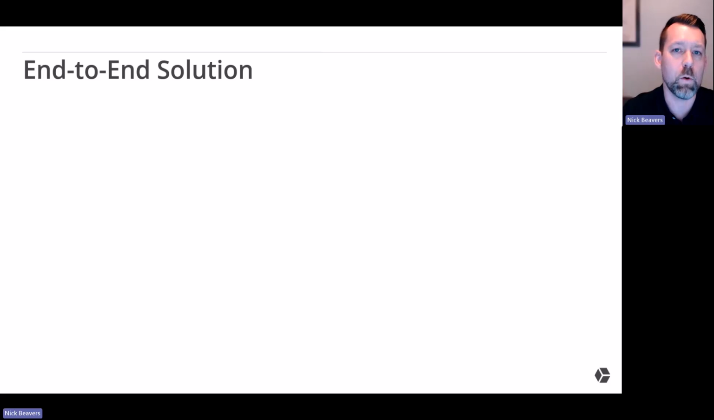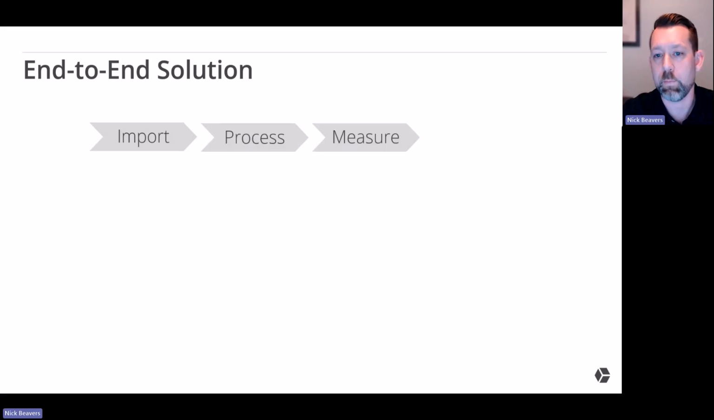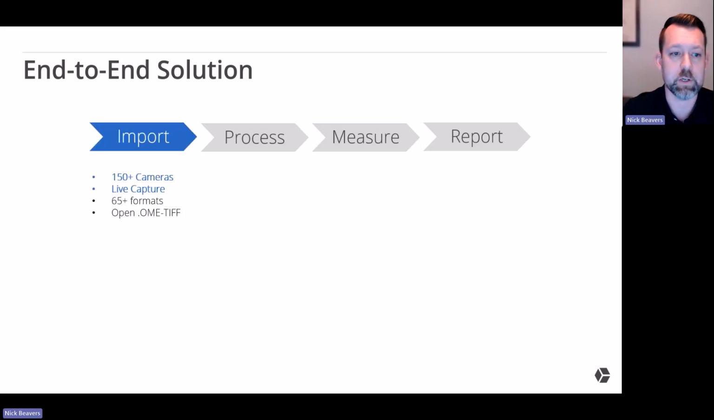So overall, what we create with imagepro is an end-to-end solution. Breaking that into 4 categories, we like to think of it as import, process, measure, and report. And so if I broke all of imagepro into those 4 categories, we try to approach it in a very stepwise fashion. The first thing is getting images into imagepro, and we can do that in 2 ways. The first one would be supporting digital cameras.